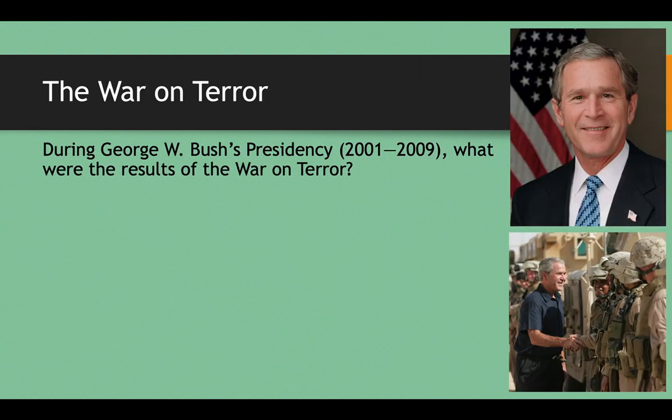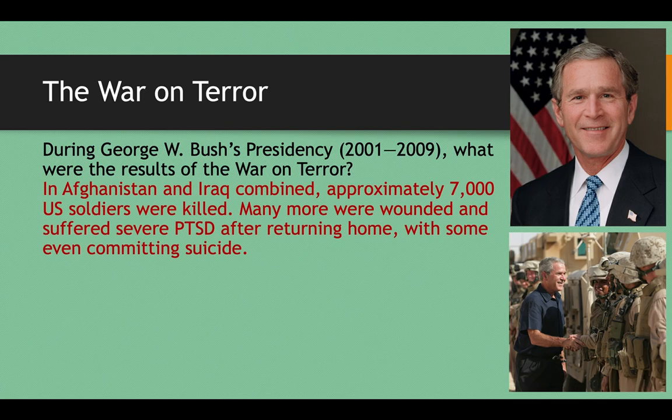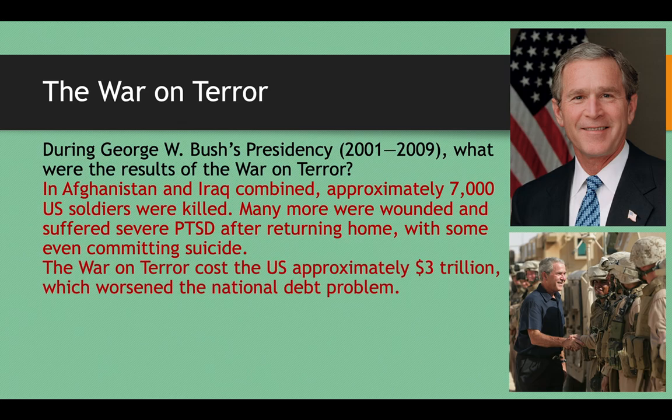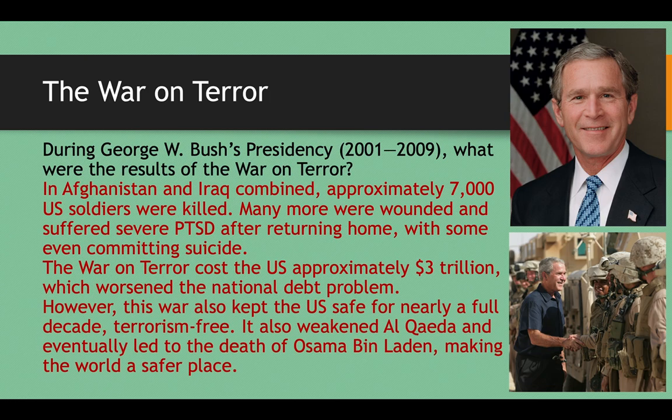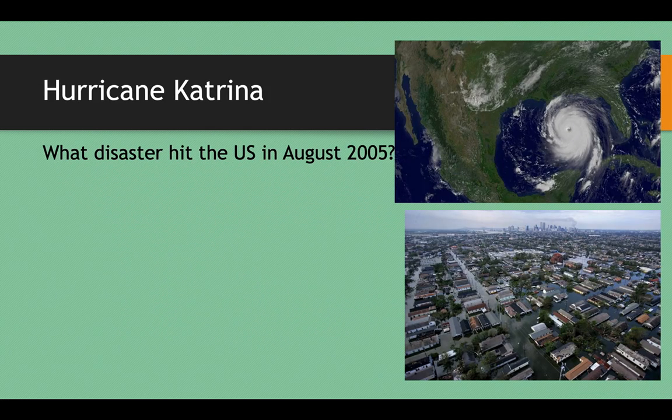So during George W. Bush's presidency, which was 2001 to 2009, the results of the war on terror were partially good and partially bad. In Iraq and Afghanistan combined, approximately 7,000 U.S. soldiers were killed. Many more were wounded, and many more suffered very severe PTSD after returning home, with many even committing suicide. The war on terror cost the U.S. approximately $3 trillion, which worsened the national debt problem and worsened our economy. However, the war did keep America safe for nearly a full decade, terrorism-free. It also weakened al-Qaeda, eventually led to the death of Osama bin Laden, making the world a safer place.